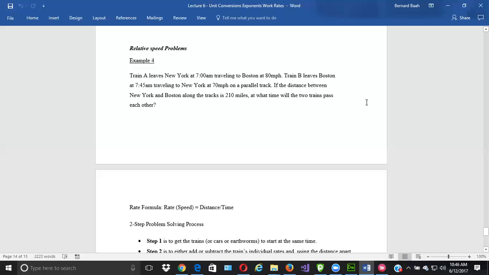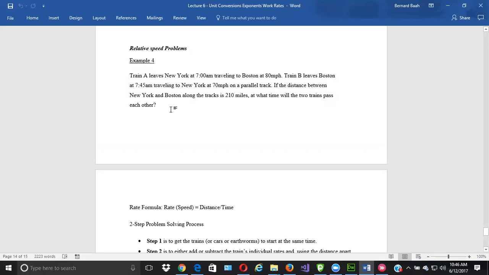Hello guys, today I'm going to do a quick tutorial on relative speed problems. These kinds of problems show up once in a while on the GMAT, and if you don't know how to solve them, they can be quite a headache, but if you know what you're doing, they're actually pretty simple. And so here's an example.